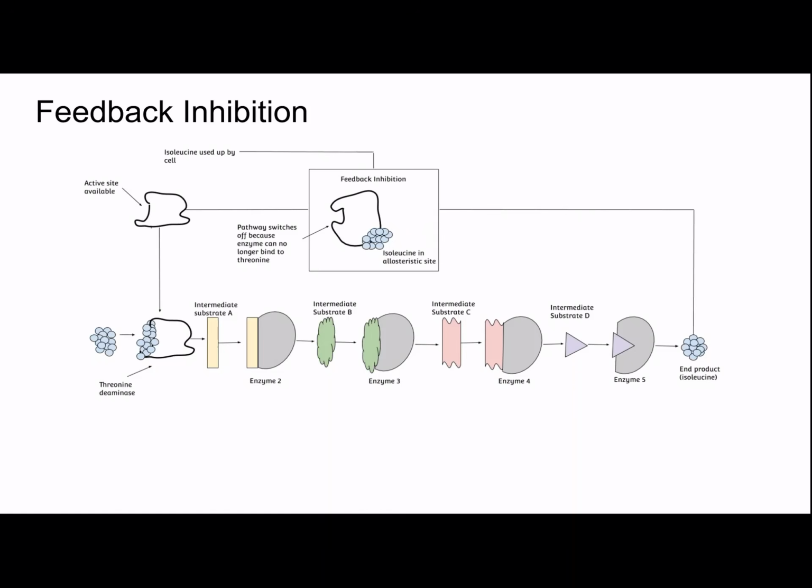But when the isoleucine gets used up, the isoleucine will leave the allosteric site, and the active site will become available to threonine again. So again, isoleucine is stopping its own creation because it would be a waste for the cell to create more isoleucine than necessary.